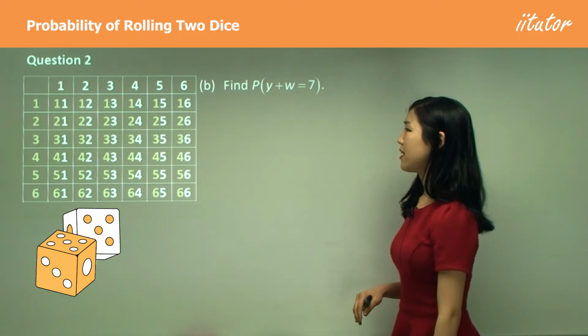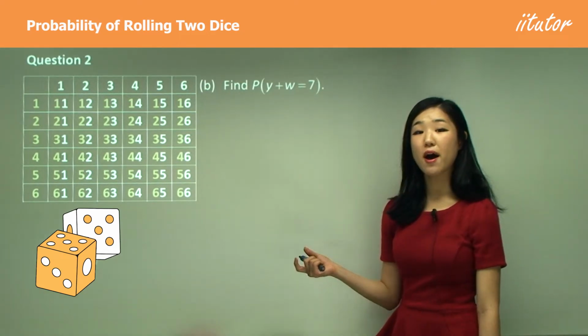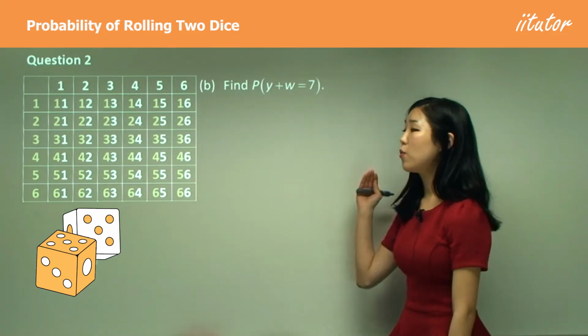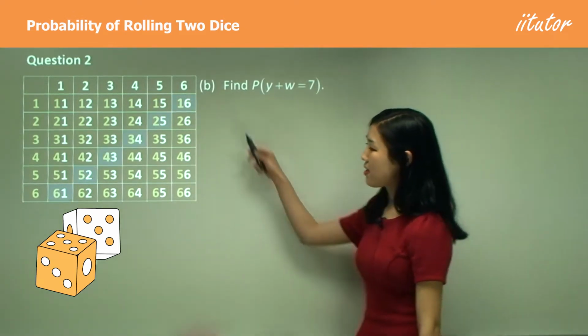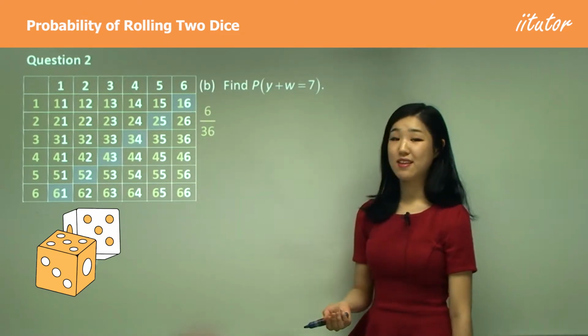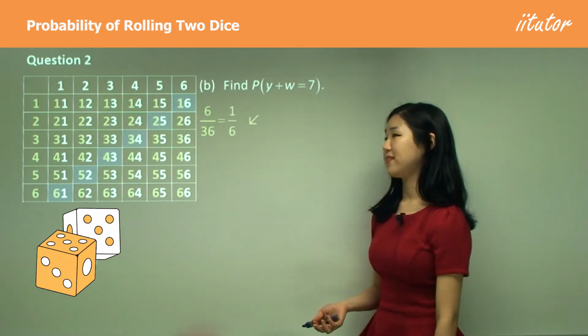Find the probability of the sum of Y and W being 7. So when you add up the yellow outcome and the white outcome, we get 7. And I found that these ones here add up to 7. So it's simply going to be 6 out of 36, which is simplified to 1 over 6.